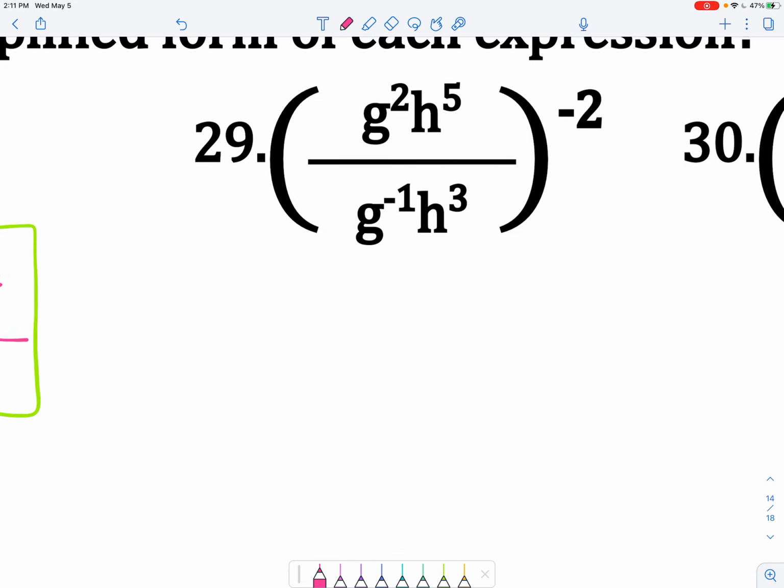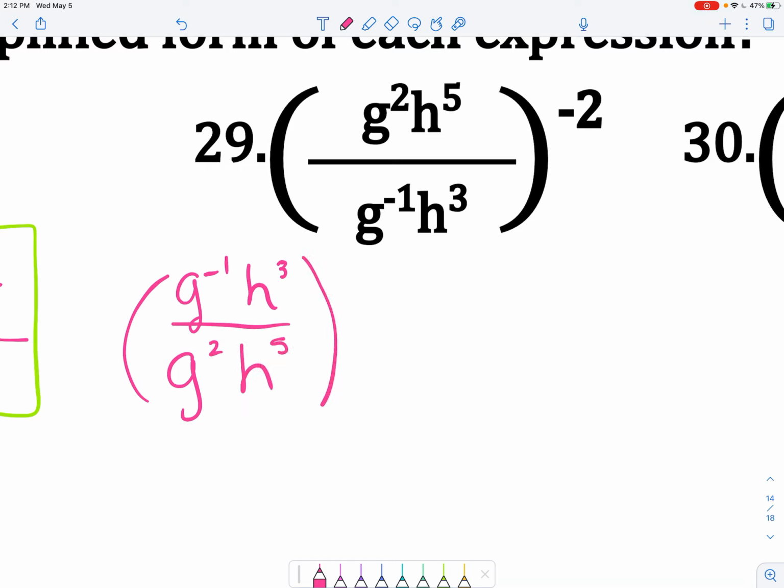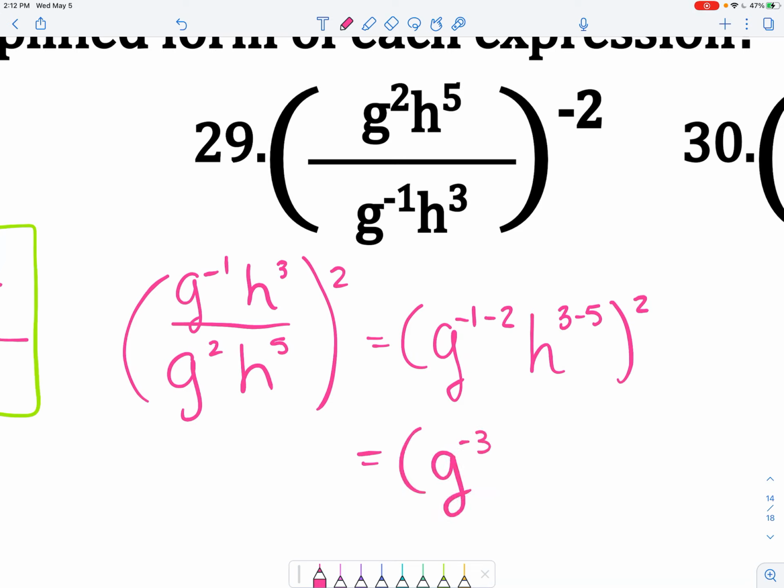For 29, I'm going to flip everything in that fraction. So everything on the bottom is now coming to the top. Everything on the top is now going to the bottom. And that outermost exponent is now positive. Additionally, I have powers that have the same base. So I can use my subtraction property where I write that base as if it's in a numerator position and subtract the exponents. I've got a matching base g and h. That's going to give me g to the negative 3 times h to the negative 2.